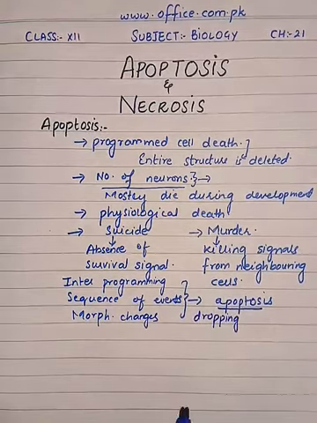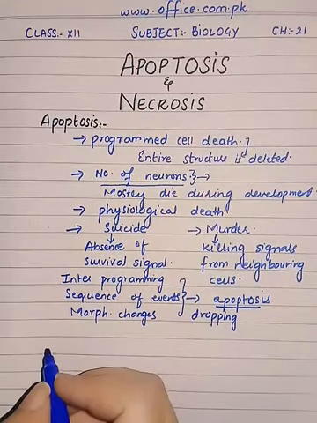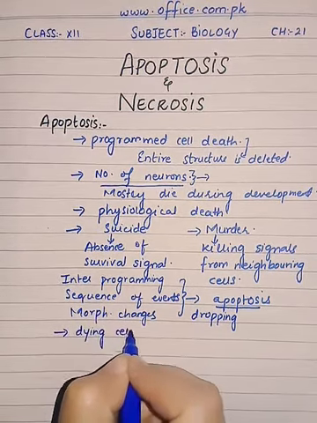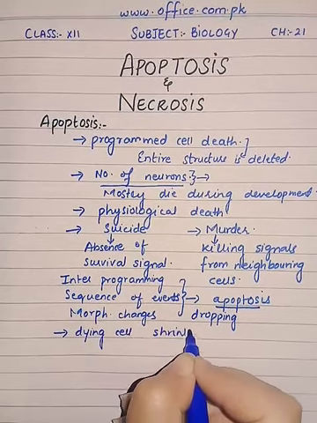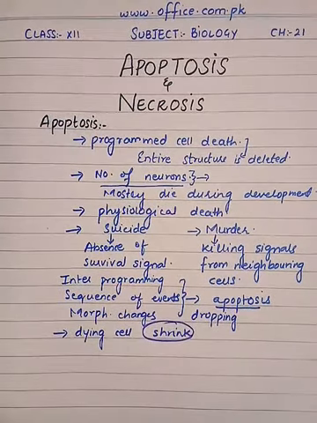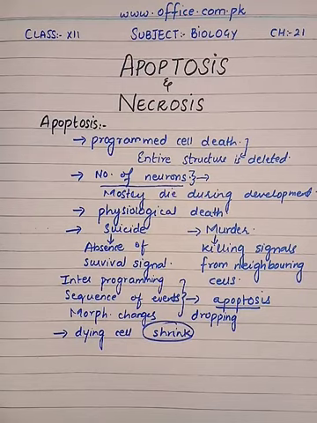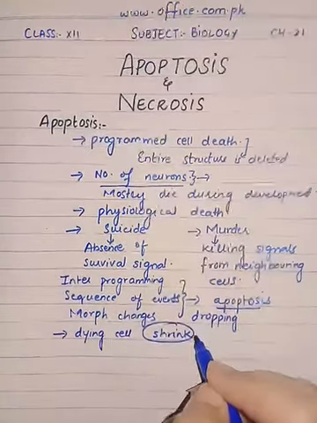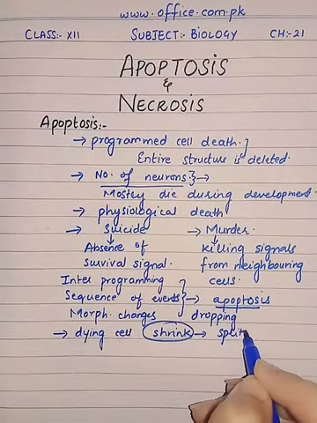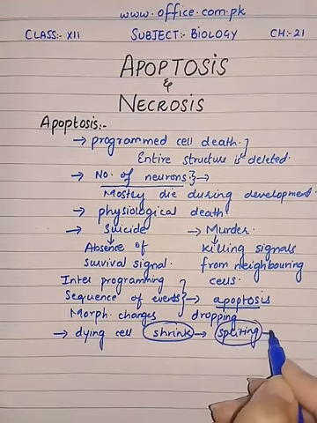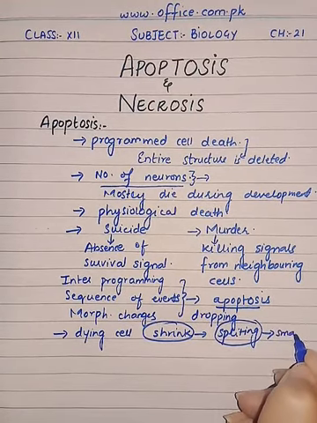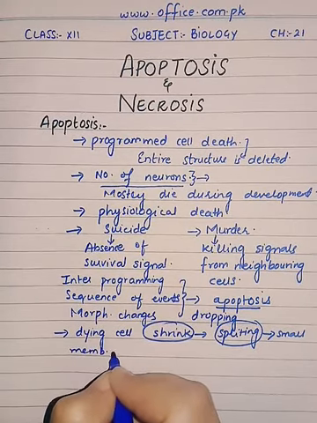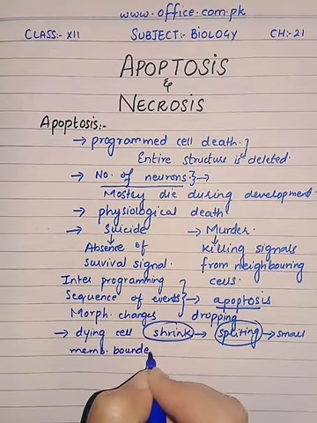Basically what happens during apoptosis is that the dying cell will shrink. This is the most significant change that we observe when a cell has to undergo apoptosis. It will condense, it will become thick and shrink, and ultimately it will split up. There will be splitting, and it will release small membrane bounded apoptotic bodies.